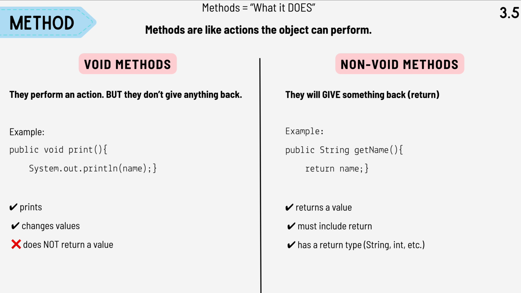Now, methods. Methods are actions that the object can perform. A void method can perform an action, but it doesn't give anything back or change anything. Non-void methods do give something back. They return a new or default value. It doesn't print anything out. Both can print, because print is not really returning, giving back something. Print is just stating.